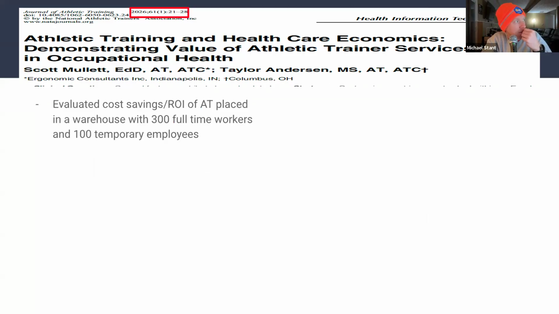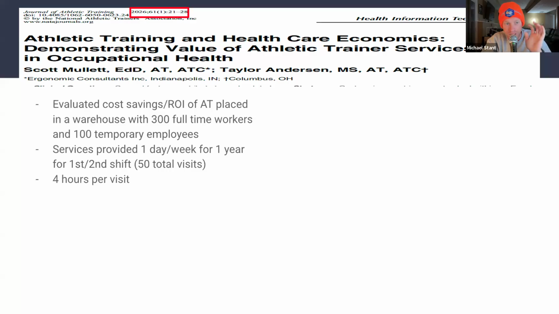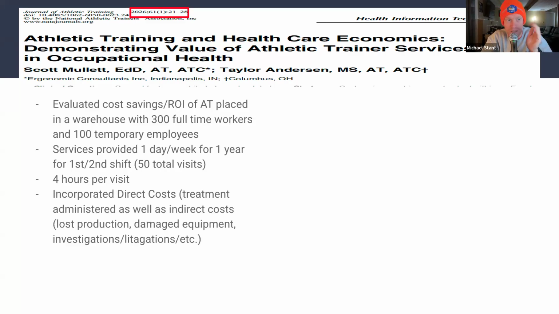So, breaking it down, this is looking at a warehouse with 300 full-time workers and 100 temporary employees. The AT was there 1 day a week, 4 hours per day. They were almost not even there. And I really want to harp on that, especially in the industrial setting, because they're able to demonstrate how valuable an athletic trainer is when they're only there once a week.